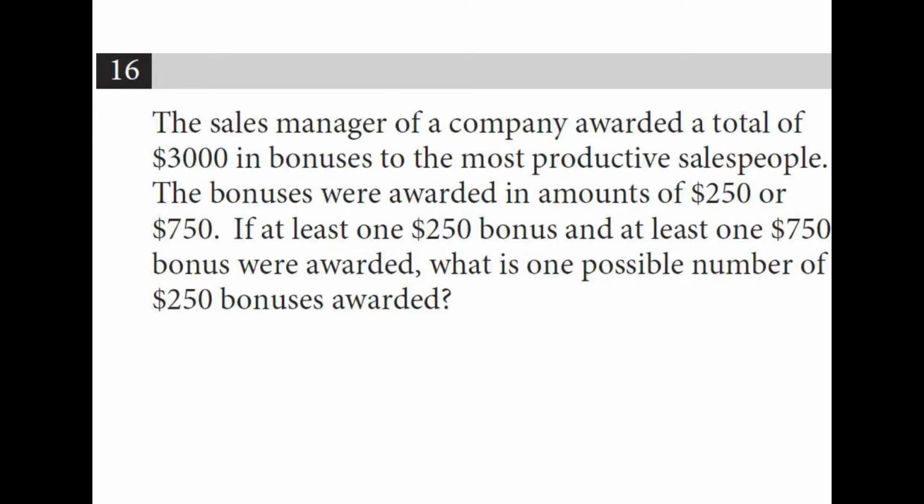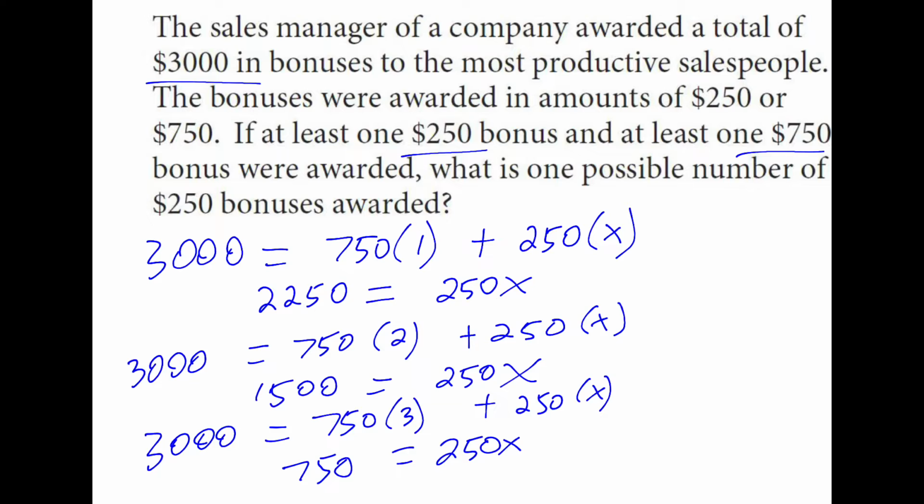If we awarded a total of $3,000 in bonuses, at least one 250, at least one 750. So there's three possible scenarios. Either we award one $750 bonus and the rest 250s. So you could take 2250 divided by 250, and in that case the answer would be 9. If you awarded two $750 bonuses, whatever's left, which is 1500, you divide by 250. And that would be 6 bonuses of that amount.